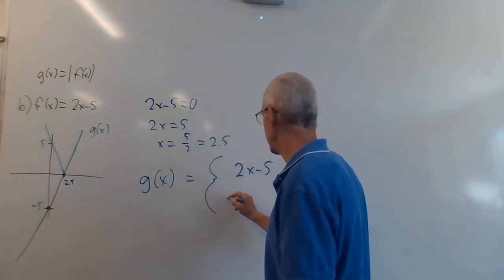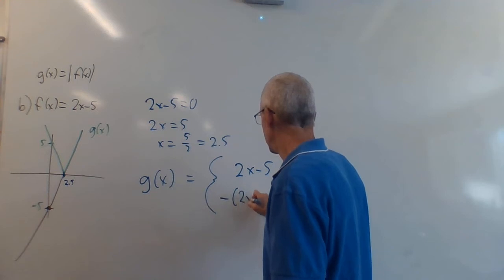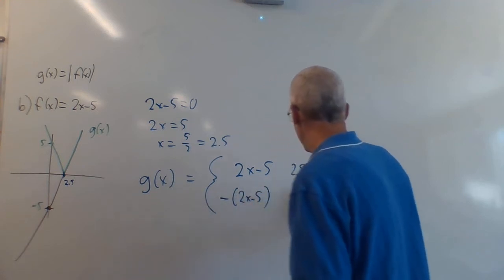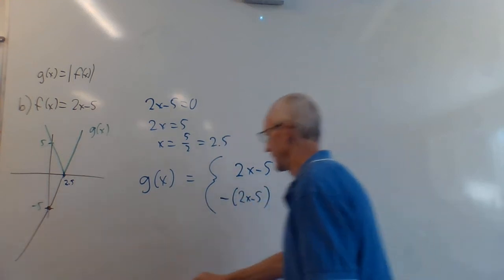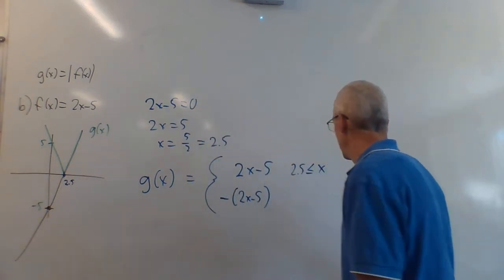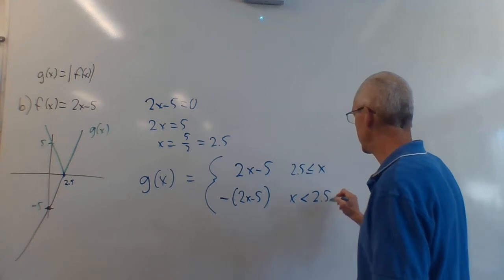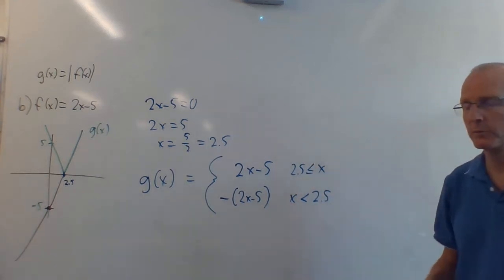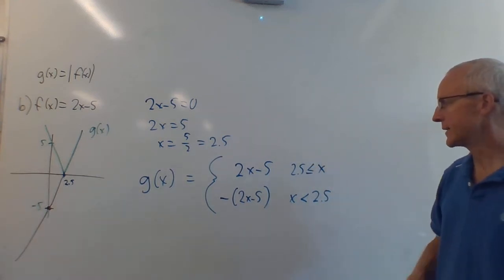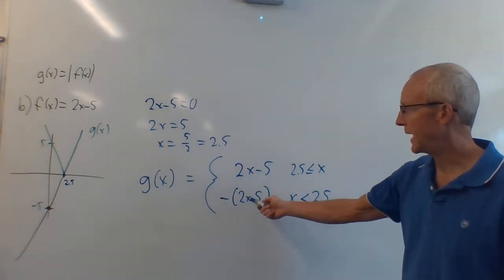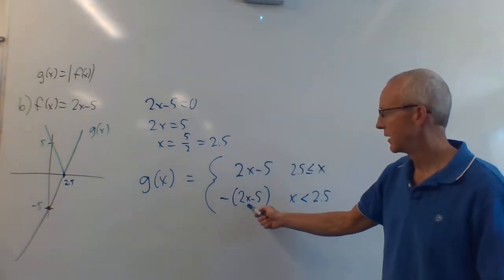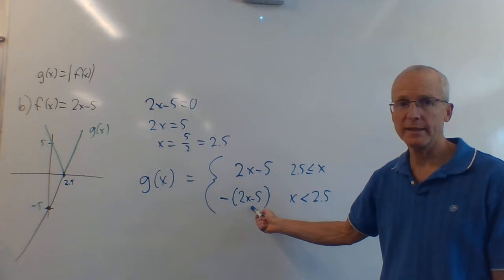Okay, so all you've got to do is say negative 2x minus 5 when x is less than 2.5. Again, you can't put equals in either one. It can only be one or the other. Okay, so when x is less than 2.5, this is negative. So we make it negative to make it positive.